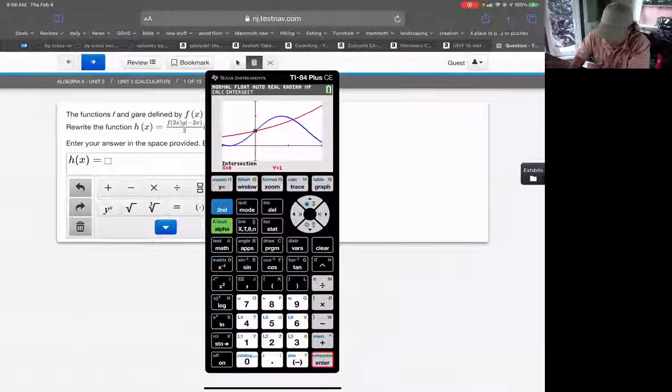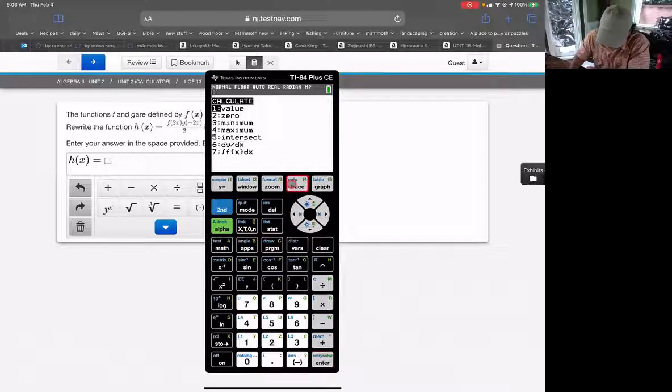Uh-oh, did my battery die? Oh no, I think my battery just died. It did. All right, let me turn it off and on and see what happens. Did my battery die or did something else happen? I don't know what's going on. Oh, there it is. It's back.